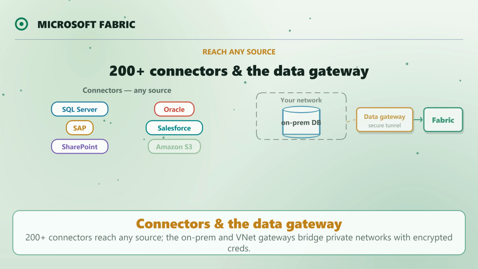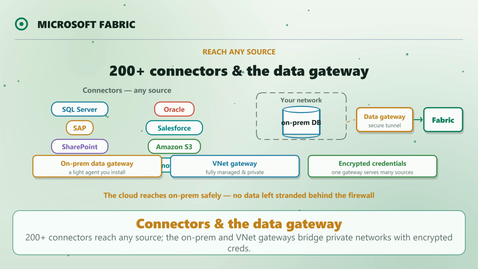Now, none of this matters if Data Factory can't actually reach your data, and a lot of it isn't sitting conveniently in the cloud. Two things solve that. The first is connectors, more than 200 of them, for databases like SQL Server, Oracle, and SAP, for SaaS apps like Salesforce, for file sources like SharePoint and FTP, and for cloud stores like Amazon S3 and Snowflake. If it holds data, there's very likely a connector, and it handles the authentication and paging for you.